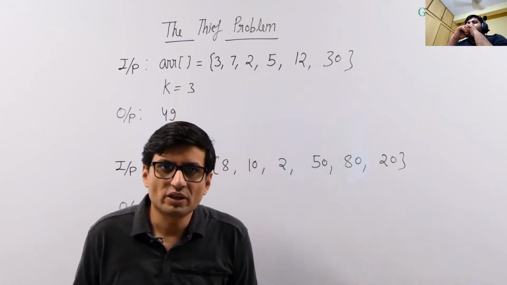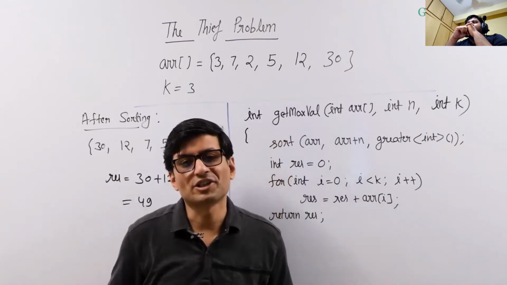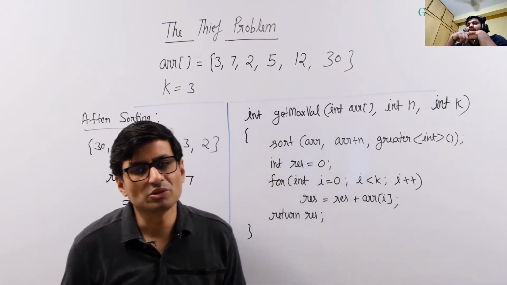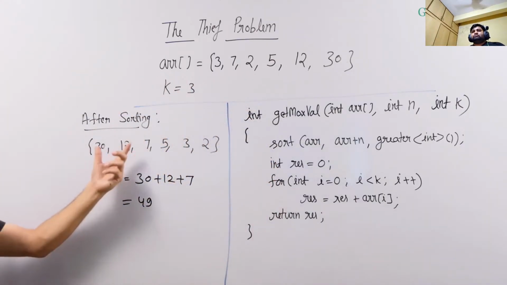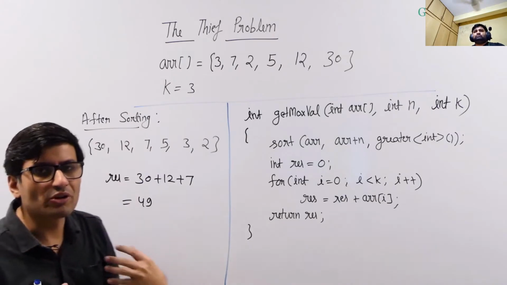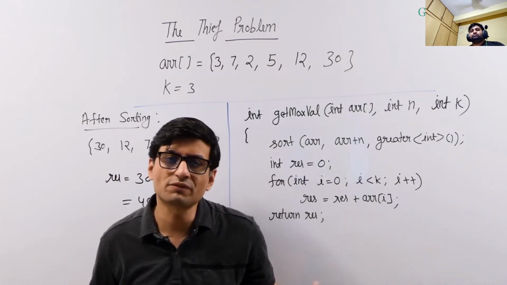Now please pause this video and think of a better solution to solve the problem. Here is a better solution. The idea is to sort the array in decreasing order. So we have this array, we sort it in decreasing order. So 30 comes first, then 12, then 7. After we sort the array in decreasing order, we simply need to print the sum of the first k elements.